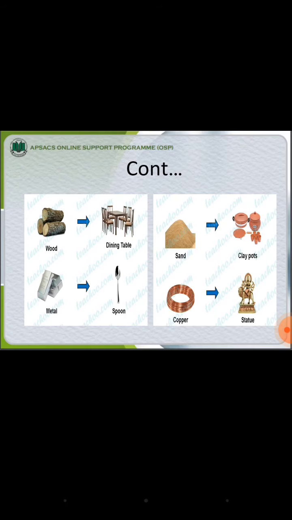Now, there are some examples of man-made things from natural things. First is dining table made up of wood. Wood is natural thing and the dining table or chairs are man-made. Metal is natural material and spoon made up of metal is man-made. Sand is natural and clay pots are man-made. Copper is natural and statue made up of copper is man-made.